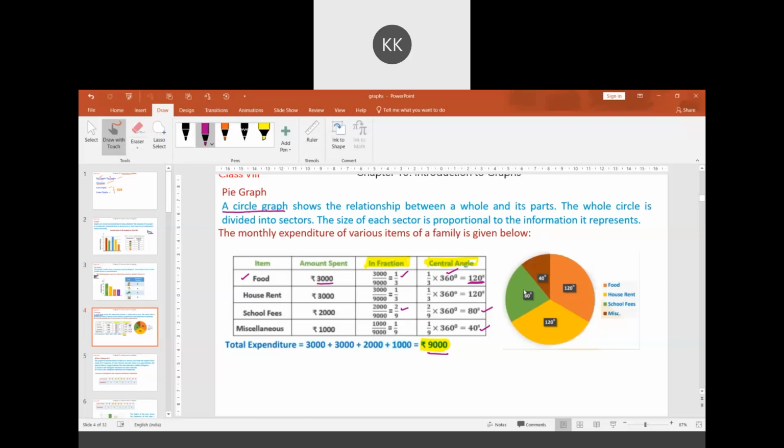How to obtain this pie chart? First, you have to draw a circle with any radius. It can be 5 centimeter, it can be 10 centimeter, any radius you can consider. Then you have to start from anywhere. Suppose I want to represent the food item, 120 degrees should be represented. So using a protractor, you'll place the protractor here and you will measure 120 degrees. It is an angle which is greater than 90. This 120 degrees represents food.